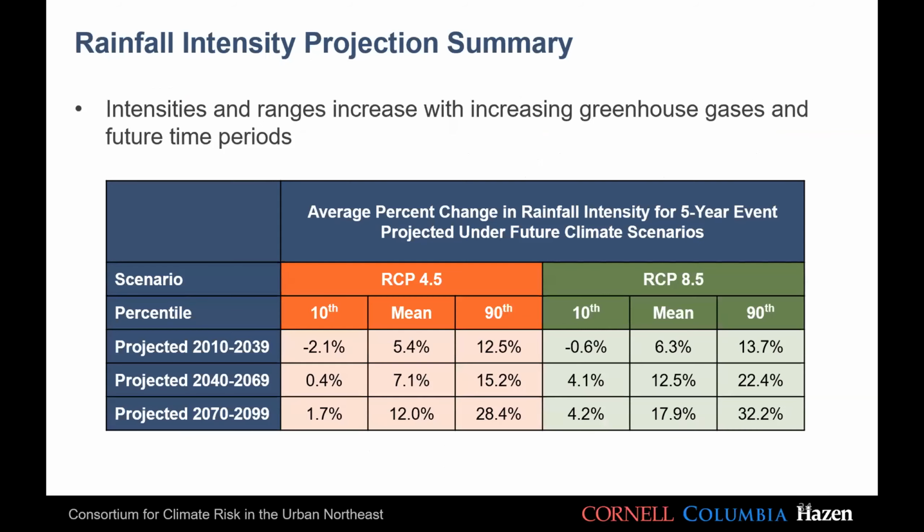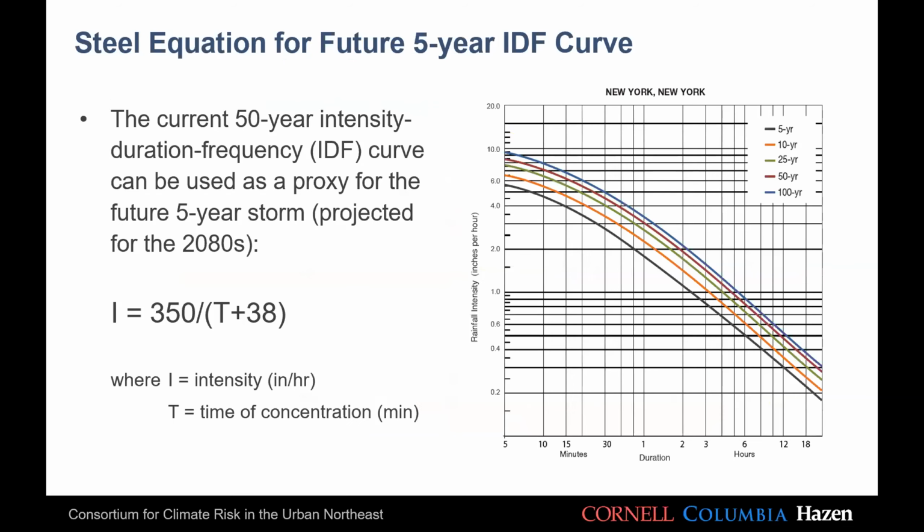So here's another summary. As expected, the intensities and ranges of increase with the increasing greenhouse gases in future time periods. And for the highest estimates under the most extreme scenarios, the results indicate increases of upwards of 30% by the end of the century.